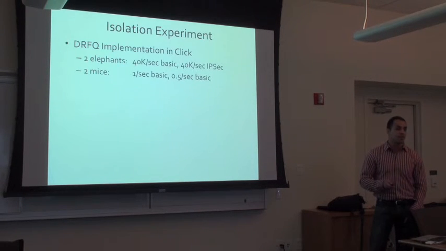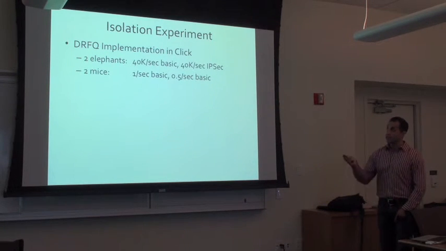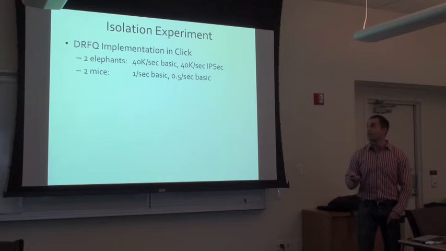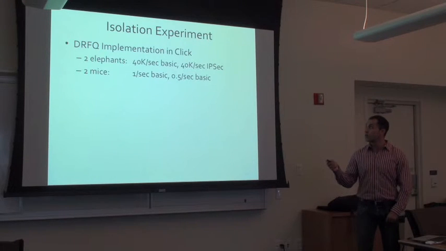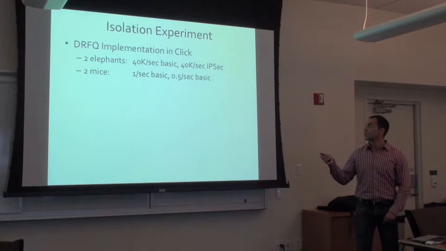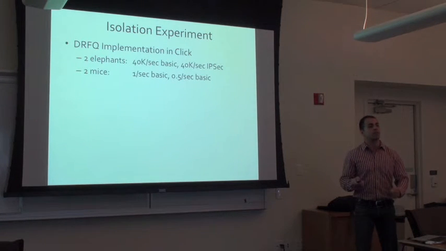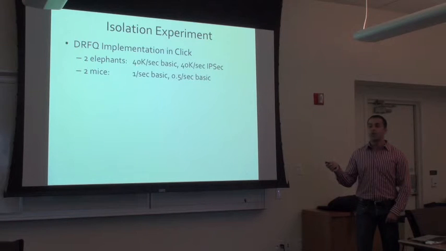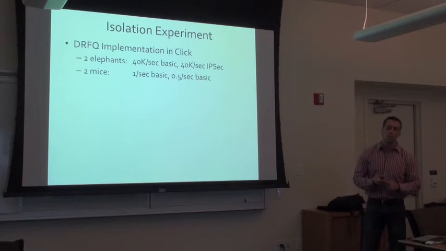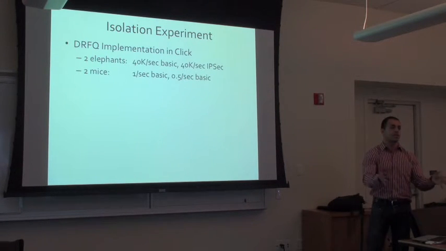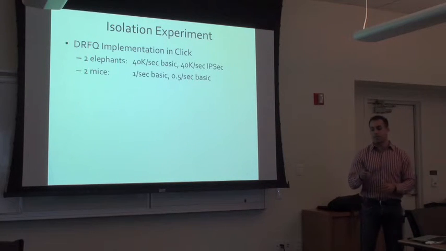We implemented this in Click. We ran the M57 traces through these. In this first experiment, we just wanted to check what happens with elephant flows, do they actually affect mice flows? So we had two flows. One was doing basic forwarding. One was doing IPsec, which actually bottlenecks on CPU. And they were each sending 40,000 packets per second. For that particular 1 gigabit link that we had and the packet sizes of, I think, 1.4K per packet, that would completely saturate the resources on that machine.